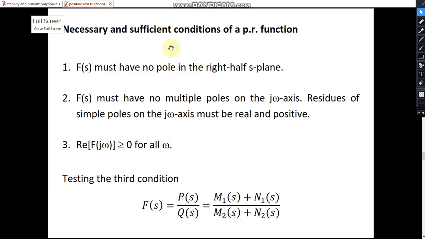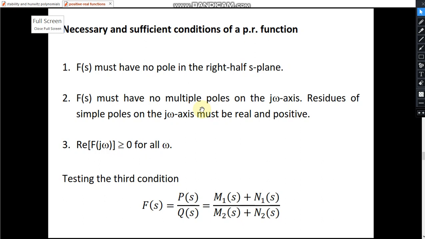This condition can be tested by testing the Hermitian property of the denominator polynomial. If we are not able to find out the roots of the denominator polynomial easily, then we can test for the Hermitian property of the denominator polynomial, and this condition can be tested. For this condition, we should find out the roots on the j omega axis. If there is any multiple root on j omega axis, then it is not a PR function.